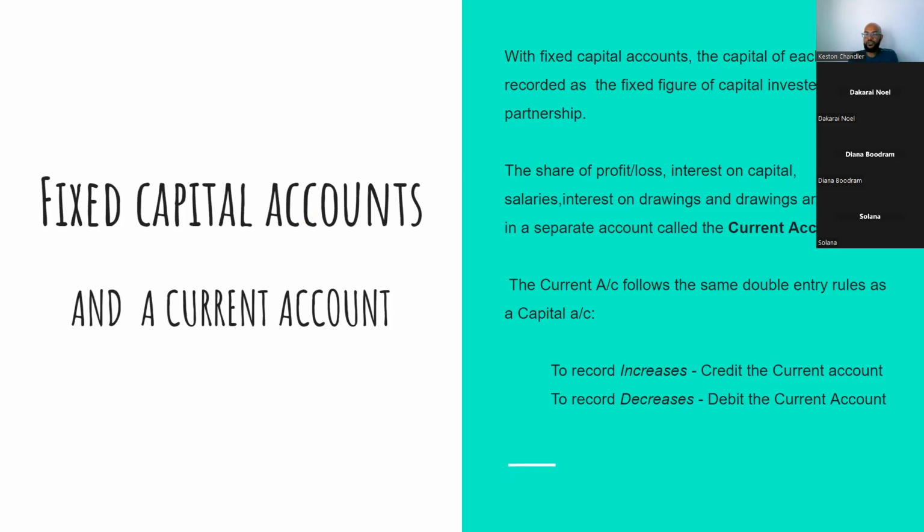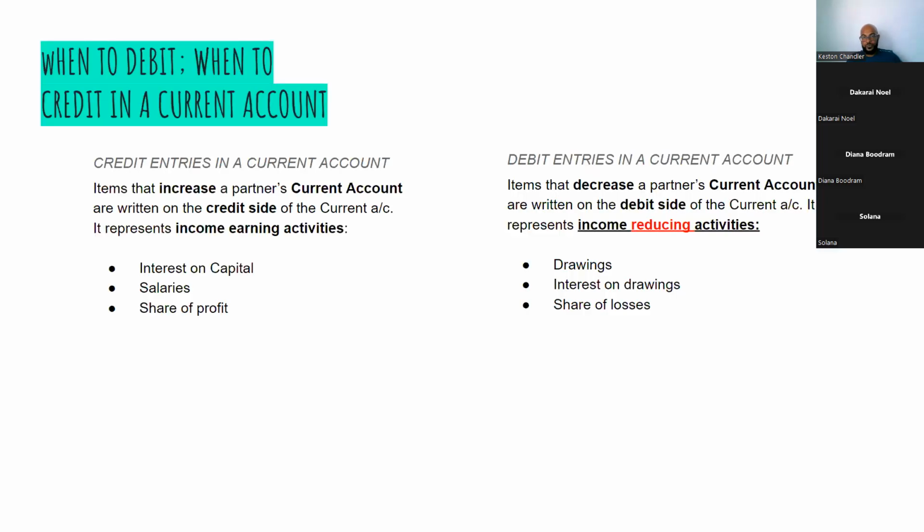So to record increases, we credit the current account, and to record decreases, we debit the current account. Just a note, increases will be things like interest on capital, salaries, and shares of profit. So those items are credited to the current account. Decreases would be drawings and interest on drawings, and those are debited to the current account. So, when to debit and when to credit in the current account.